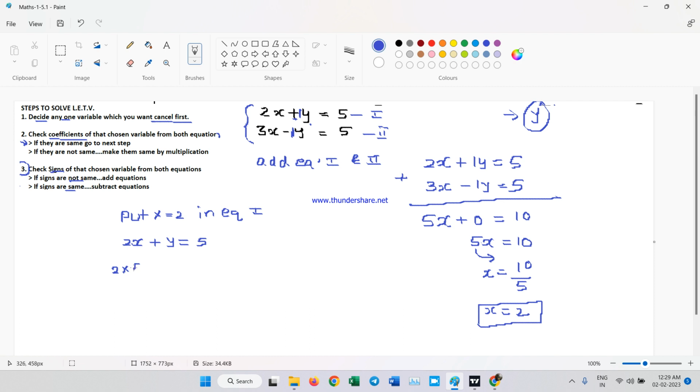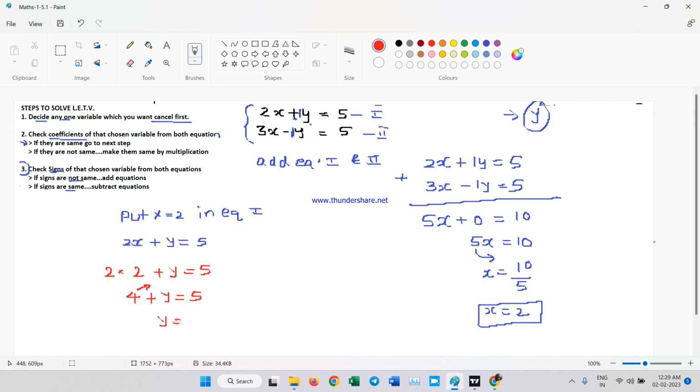2 into, sorry, I'll use a different color. 2 into the value of x, which is also 2. Okay, this is 5. So 2 twos are 4, multiplication will occur, and now 4 will go to that side, because I told you the variable whose value needs to be found, we need to keep it alone.